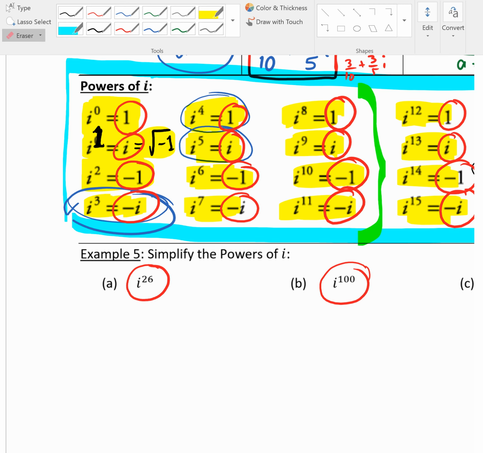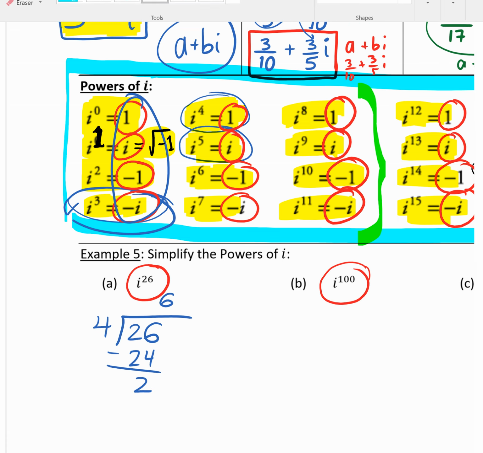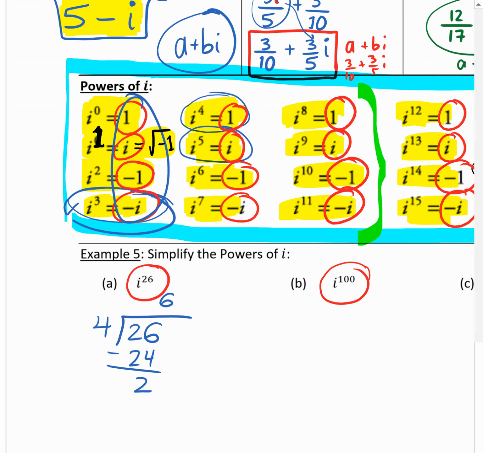All right, let's try this: i to the 26th. Like the directions say, you're just dividing the power by 4. And if you're wondering, is it always 4? Yes, always 4, because there are only 4 values that i to a power can take on. So no matter what power you're looking at, you're always dividing it by 4. So 4 can go into 26 at most 6 times, because 6 times 4 is 24, and the remainder is 2. Like the directions say, you don't want the 6, which is the quotient, you want the remainder.